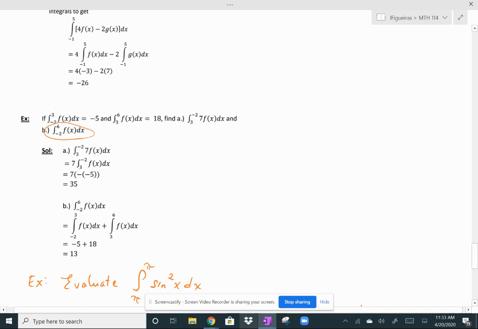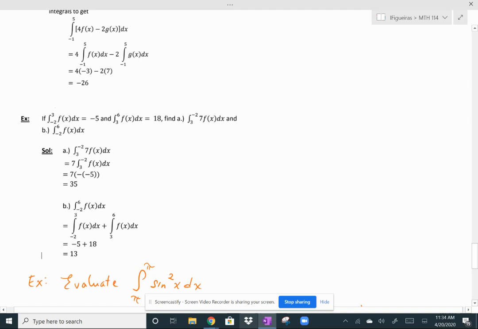The next example is asking us to find the integral from -2 to 6 of f of x dx. Notice that the original problem went from -2 to 3, and then we start at 3 to 6 for the other part of it. So to calculate the integral from -2 to 6, it's just the sum of these two integrals. Think of it as the sum of two different areas. So from -2 to 3 is -5. From 3 to 6 is 18. So the total area is a value of 13.